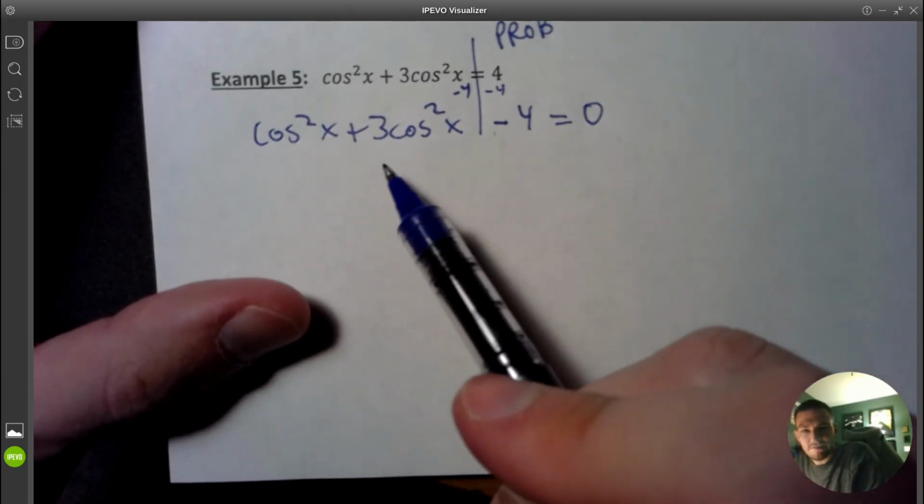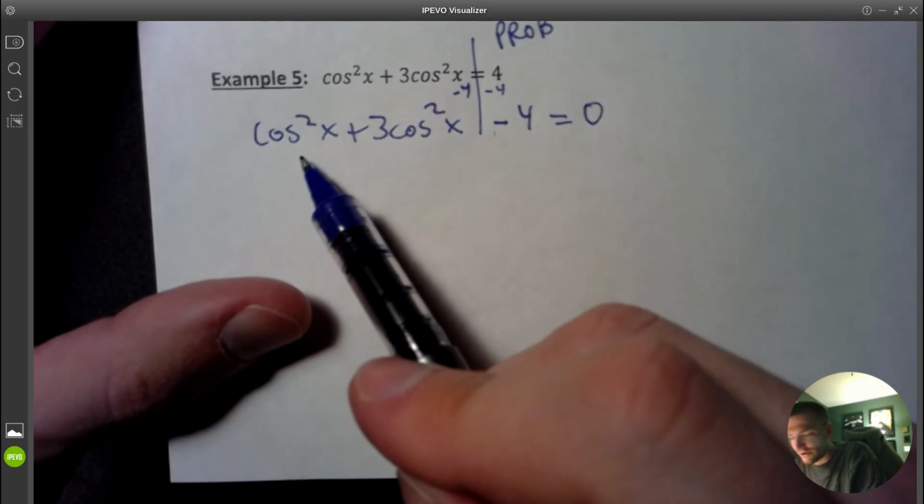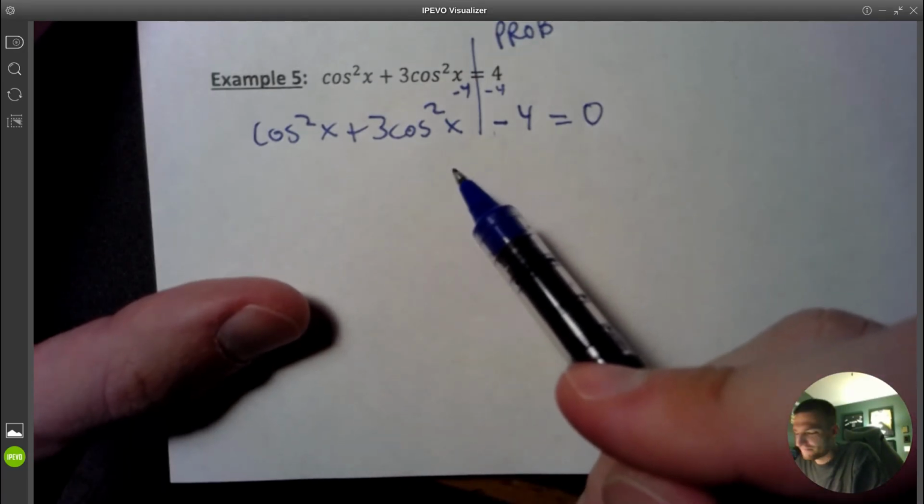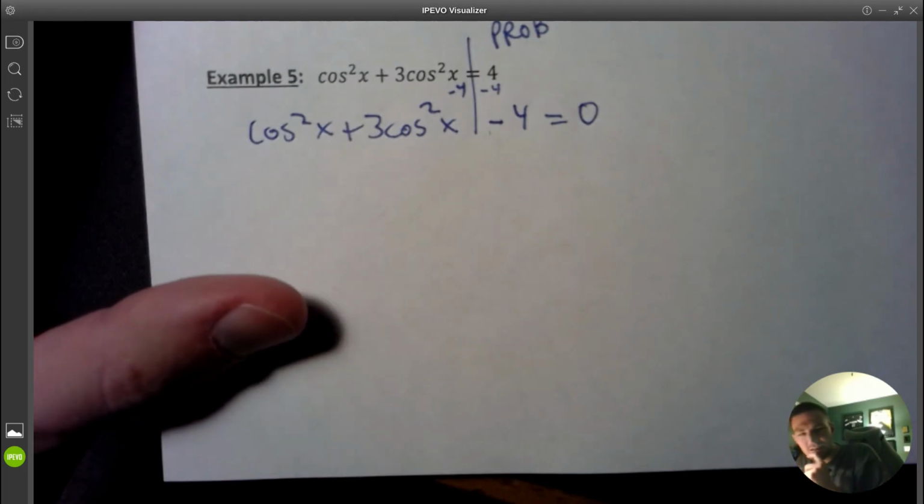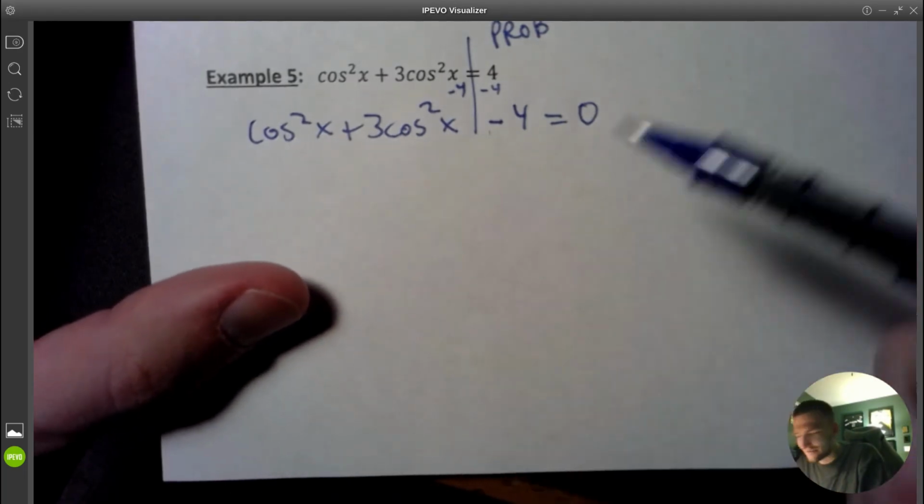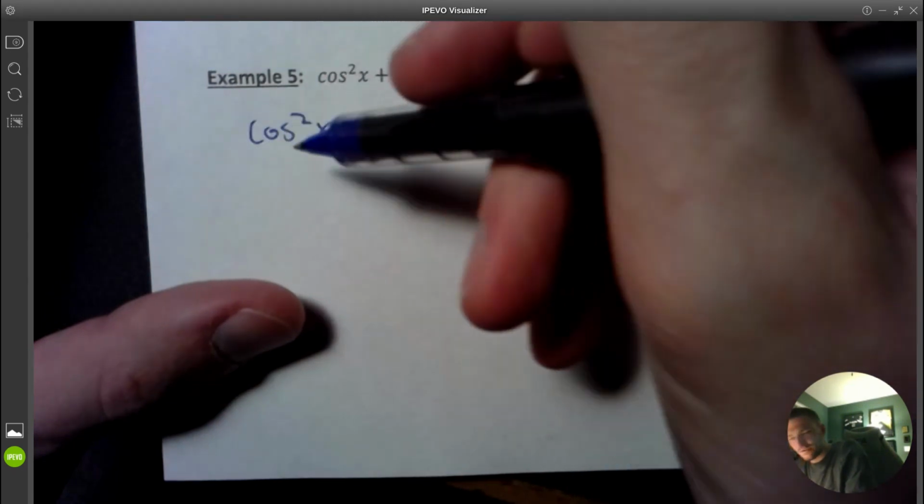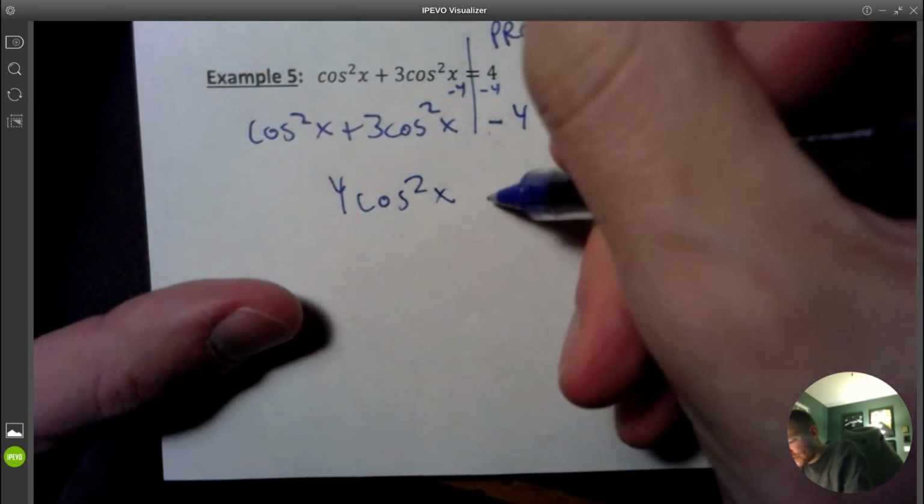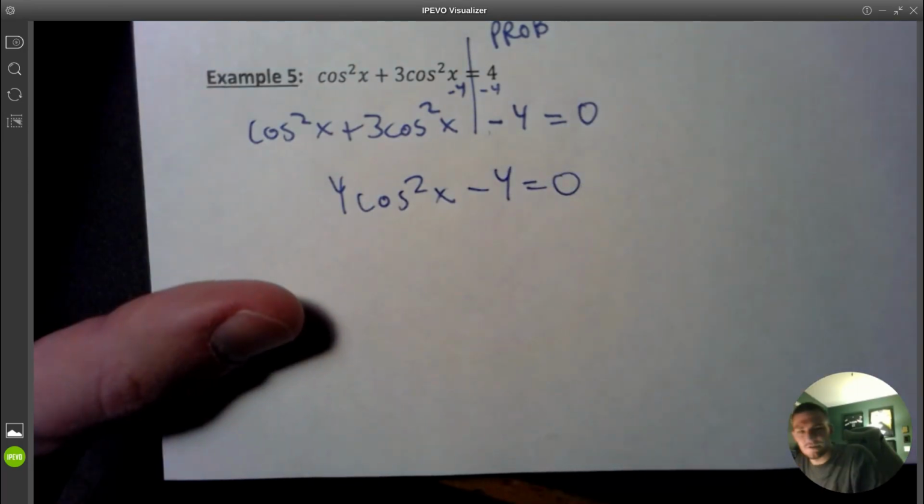Now I'm noticing that for this question, I've got cosine squared and cosine squared. So I'm thinking, is this some kind of trick? Those are like terms. That's 1 cosine squared plus 3 cosine squared. That's actually 4 cosine squared x minus 4 equals 0.